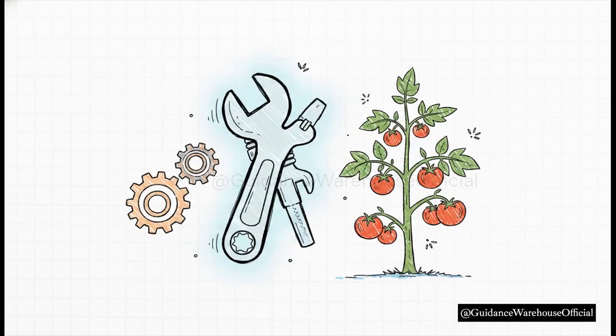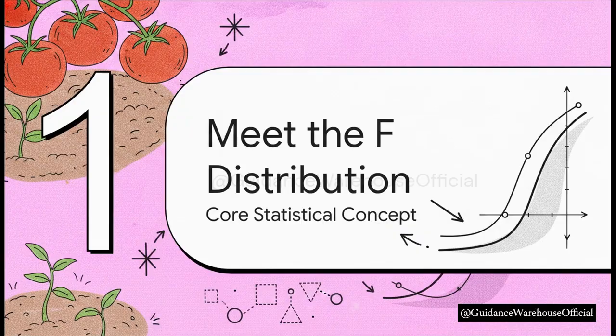So by the end of this explainer, you are going to completely master this tool. We're talking about the F distribution. You'll understand the exact mechanics of how it works, the formula behind it, and exactly how to apply it to real-world data to solve mysteries just like our tomato plant problem. We're going to break the math down step by step so you can see exactly what's happening under the hood. Okay, let's get right into it.